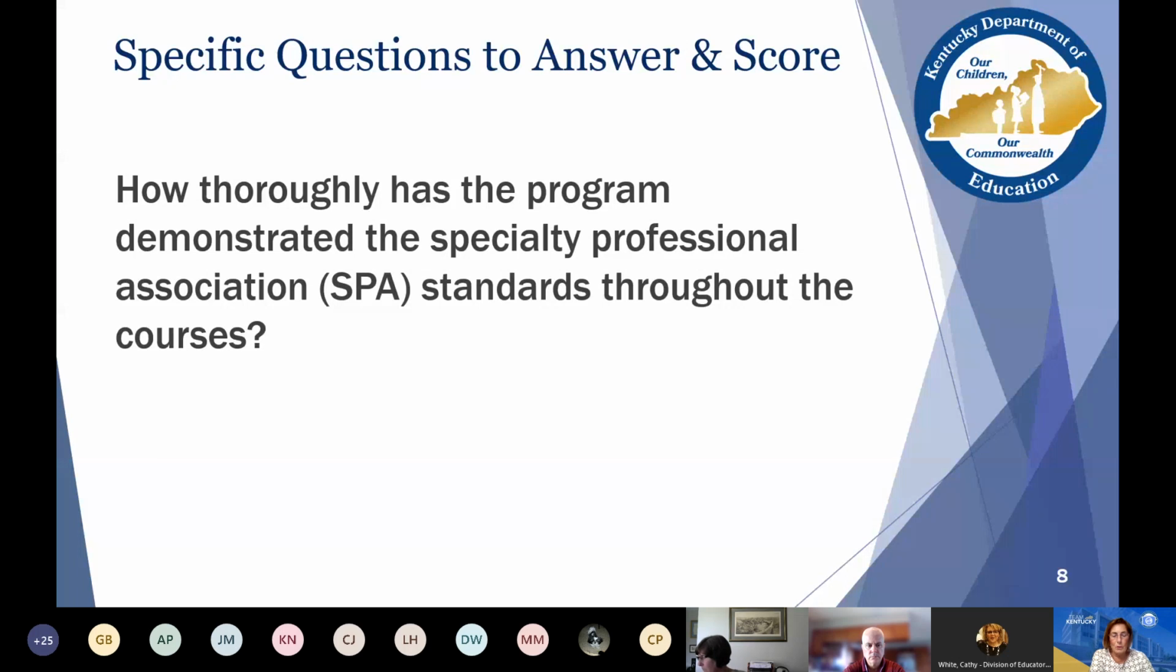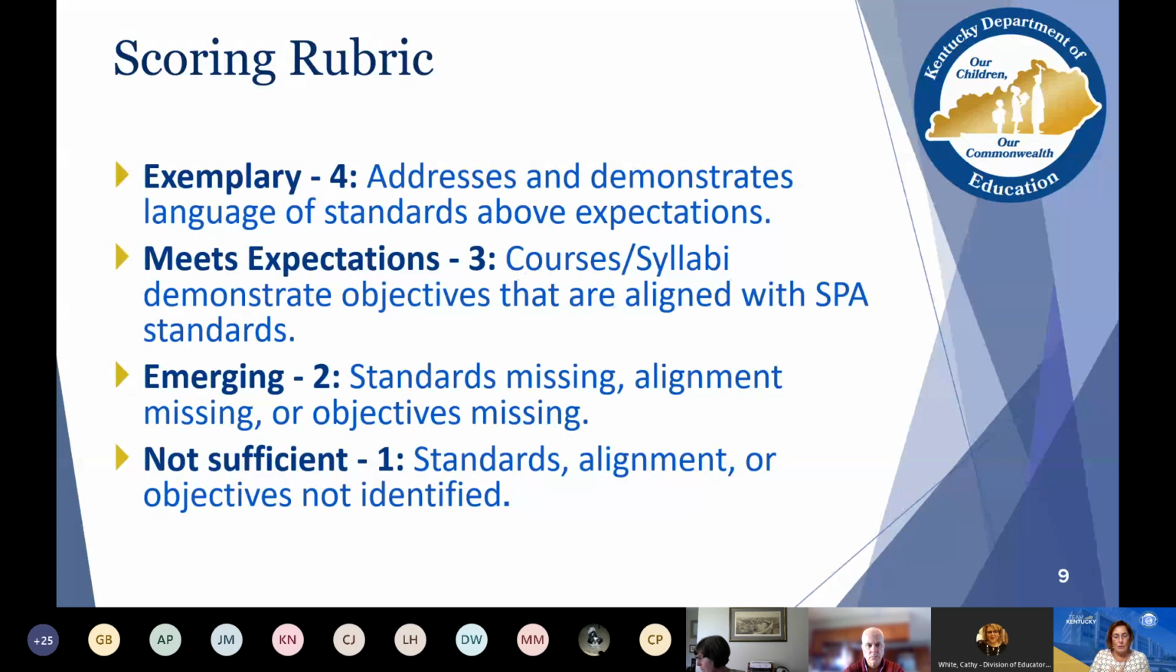By reviewing all of the course syllabi and making notes as you're reviewing those syllabi, you can make some decisions about how the SPA standards and elements are being addressed within this program, and how the candidate is being given an opportunity to demonstrate those within this course. When you're responding to the question, we give you a rubric, and you will notice that we are asking you about the thoroughness of it. We also ask you to give us a comment.